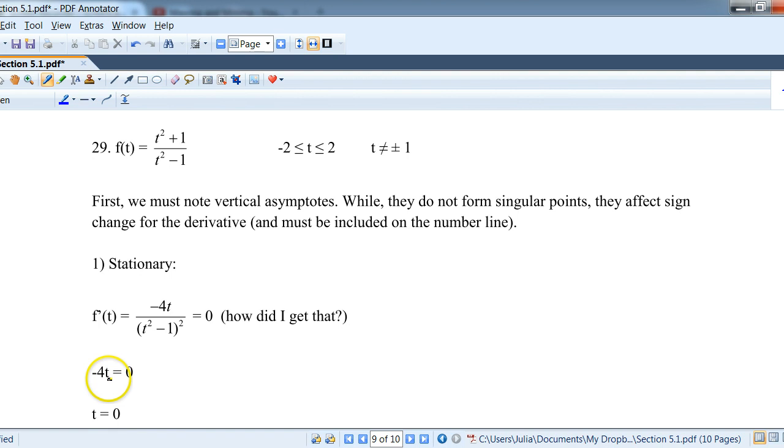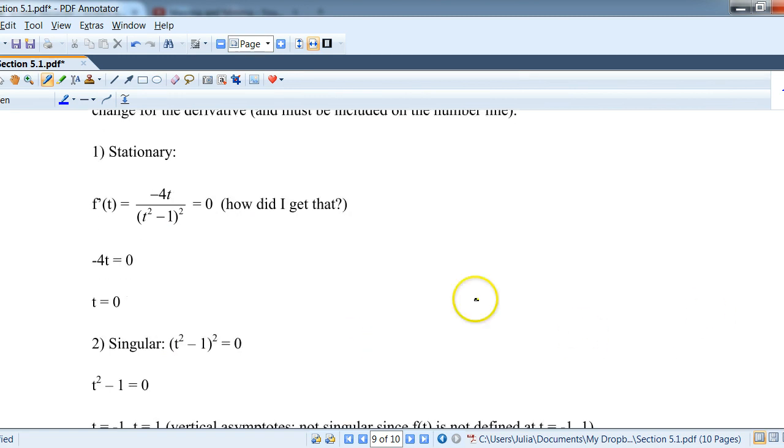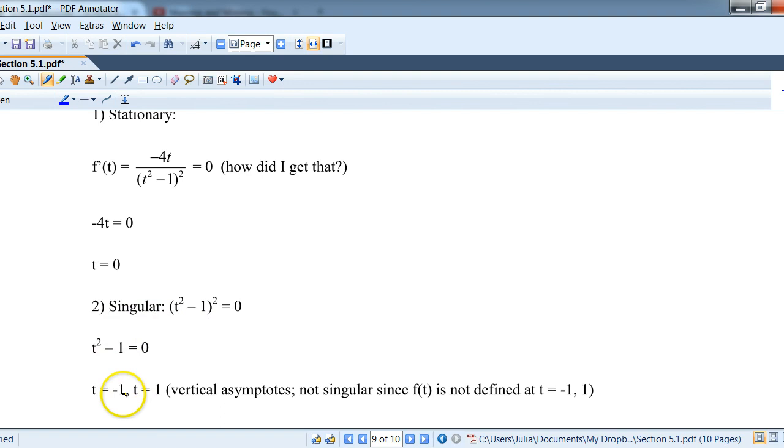So we do have a t in the numerator, so we can divide by -4, so we get t equals 0. So we do get a stationary point in this case. For singular, we can set the denominator equal to 0 and solve for t. But note, once we do solve for t, we'll get positive and -1 again. But remember, those were vertical asymptotes and the original function was not defined at those.